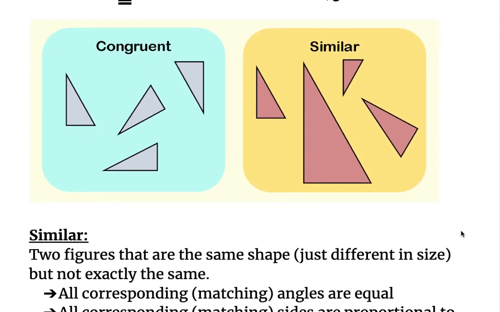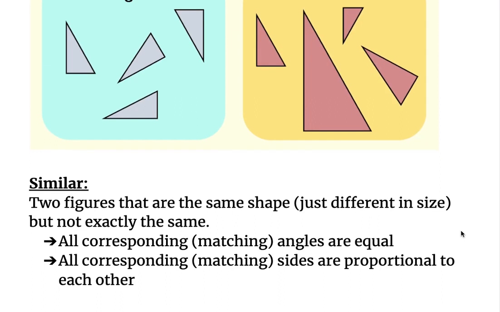As a preview, similar is when you have two figures that are the same shape, just different in size. But they're not exactly the same. So all corresponding or matching angles are equal. The angles are always going to be equal, whether they're corresponding or similar. However, the corresponding or matching sides are now not equal to each other.